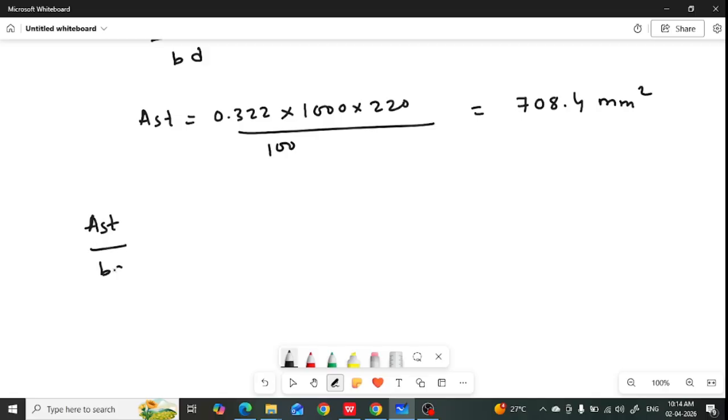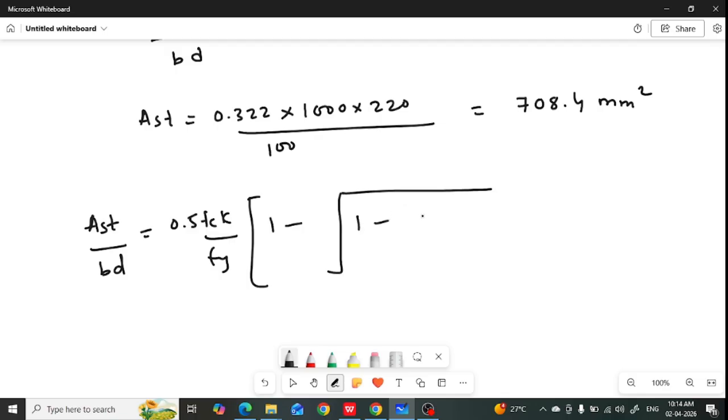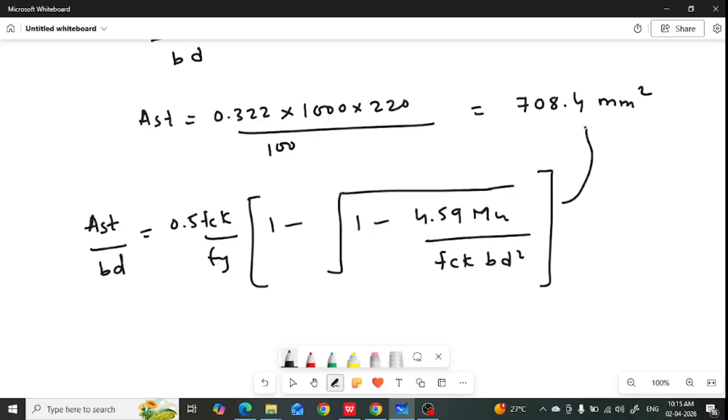If you are not sure how to use SP16, I will give you one formula. AST by BD equal to 0.5 FCK by Fy into under root 1 minus, bracket 1 minus under root 1 minus 4.59 Mu divided by FCK BD square. If you use this formula, more or less you will get the same value. You have to substitute the values of Mu, FCK, BD, whatever is given in the formula, and you will get more or less the same value.